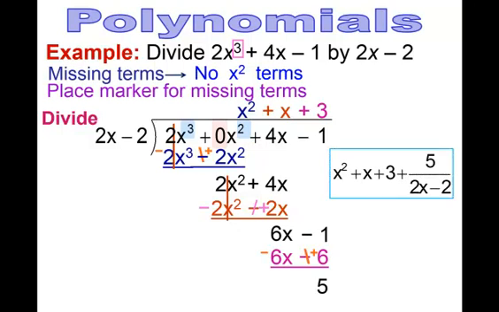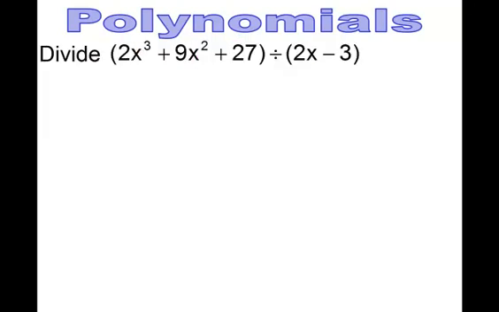And again, the way you write your remainder is, because it's positive, it's a plus 5 over 2x minus 2. So don't forget to write the remainder when there's a remainder in your solution. Pause and try.